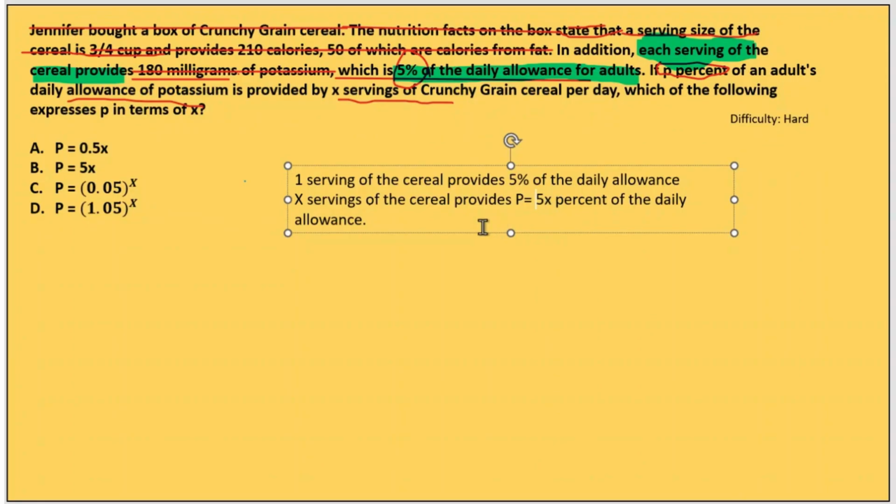So what did we get? We get the P percent, so the 5x percent of the daily allowance of potassium is provided by X servings of crunchy grain cereal per day. And it is the same thing here. Do we see anything, P equals 5x? Yes, we do see here P equals 5x, and that is our option B. P equals 5x. I hope you understand what I said.